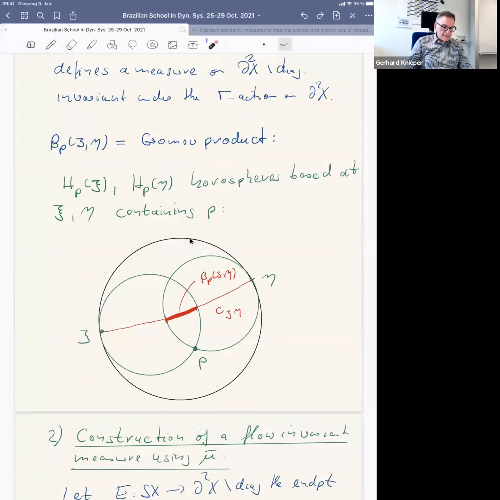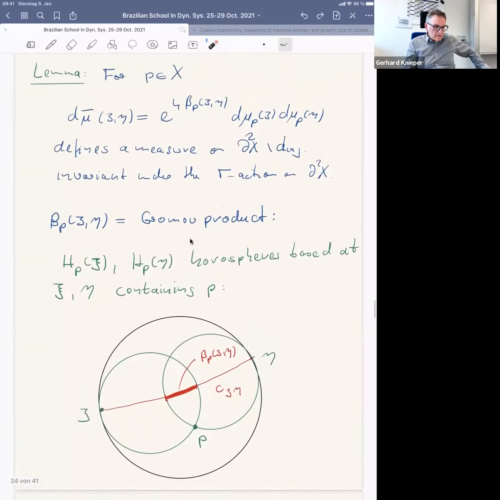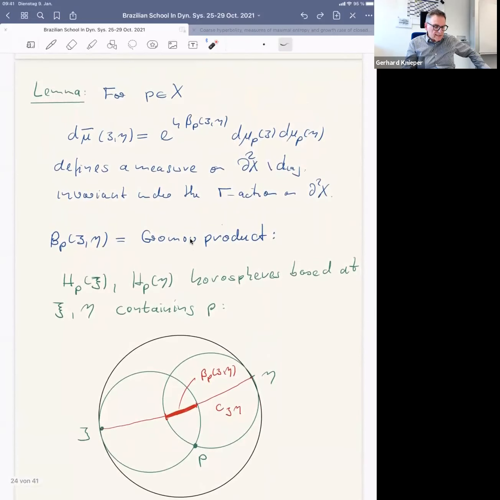You have to check that. Of course, maybe the connection is not unique, but it turns out that if you take another geodesic, this arc will have the same length. That's what one has to check by using Busemann functions. Okay, so that is now a measure which is invariant under the gamma action. One has to prove this, of course. I did not quite do it, but it's kind of easy.